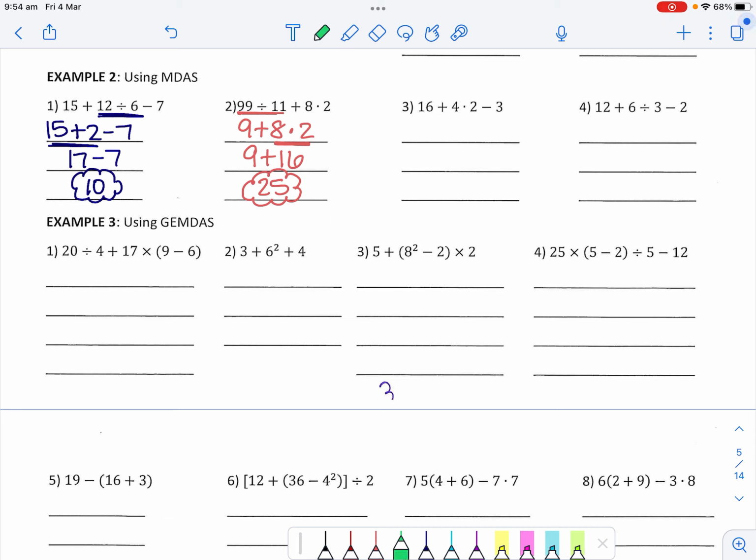The next one, I've got multiplication here in the middle. So 16 plus 8 minus 3. Addition first because it comes first. 24 minus 3 is 21. Here division is first in the middle, so 12 plus 2 minus 2. Then I add 14 minus 2. Then I subtract 12.